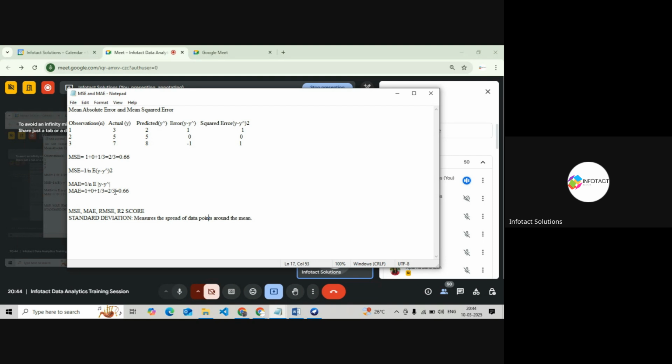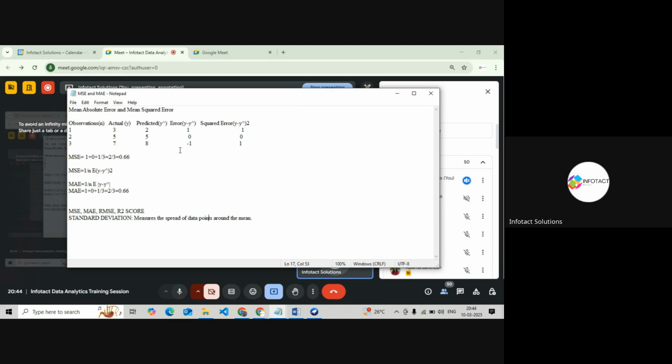Is anyone understanding? Yes, sir. Guys, if you're getting it, please tell me yes at least. If you cannot understand these terms, then I have to think about how to make you understand this. Getting the formula? It's 0.66.